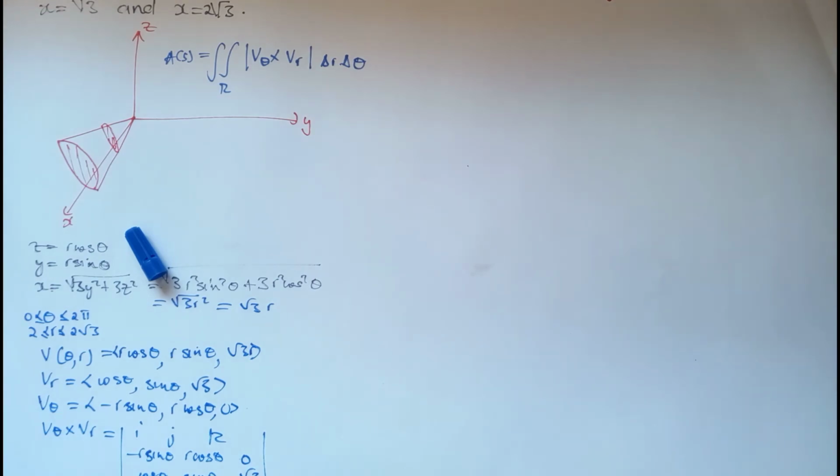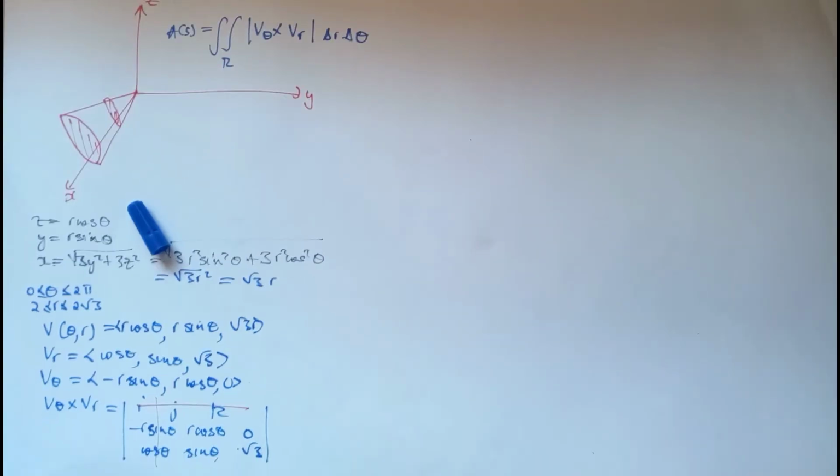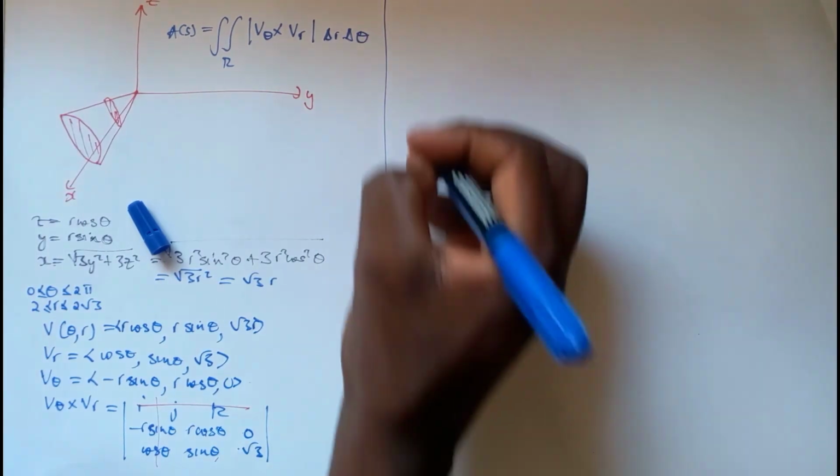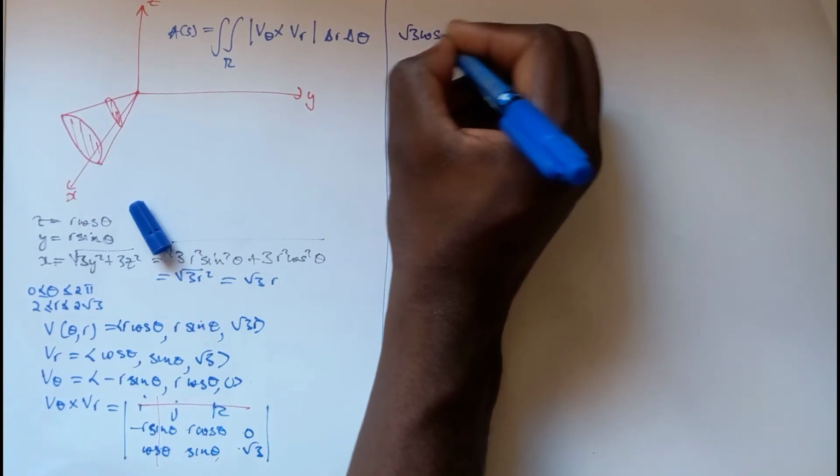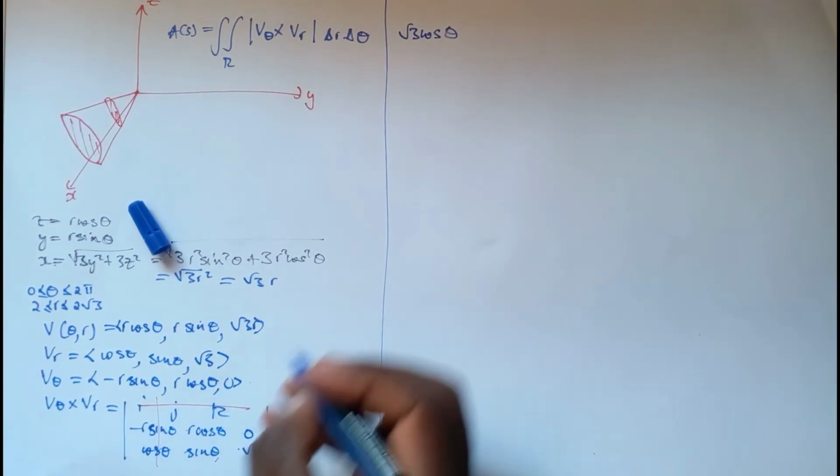First of all, starting with the i component. I want to find the determinant of these things, this one and this one. So we're going to say root 3 r cos theta. That is what we're going to say, so it's going to be root 3 r cos theta for the i component.